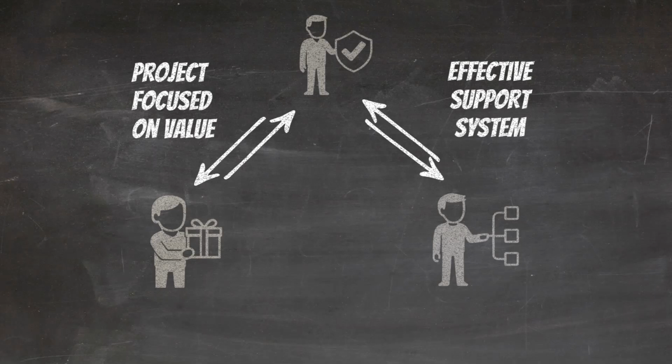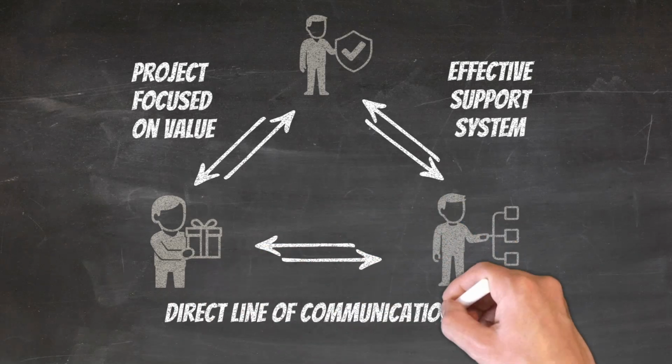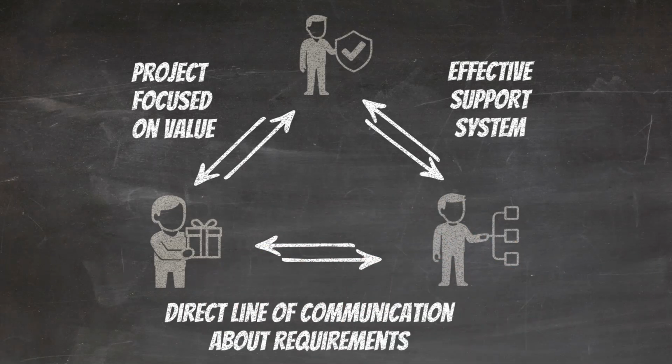They ask questions like, "What's slowing you down?" and "How can I help?" rather than giving solutions. Between the product owner and developers, there's a direct line of communication about requirements. The product owner explains what needs to be built and why, but never dictates how it should be built. This prevents misunderstandings while respecting the team's technical expertise.